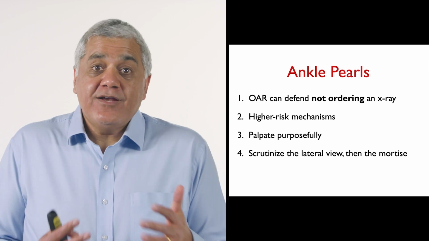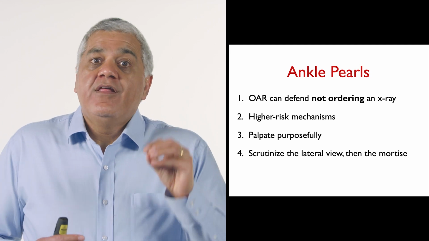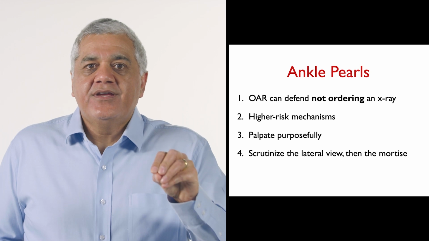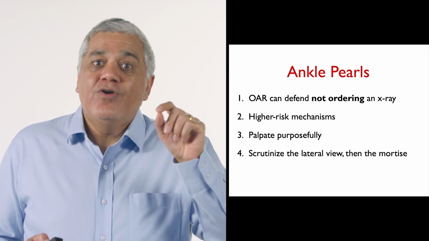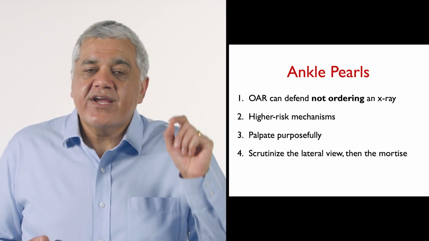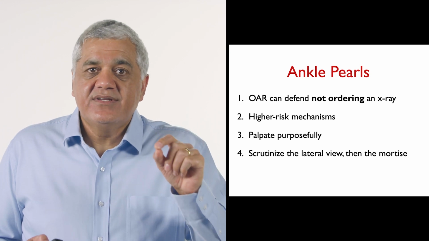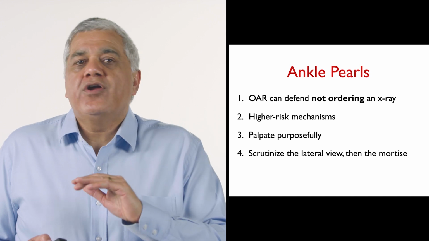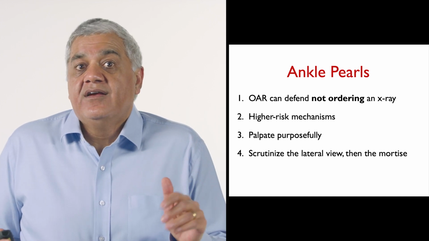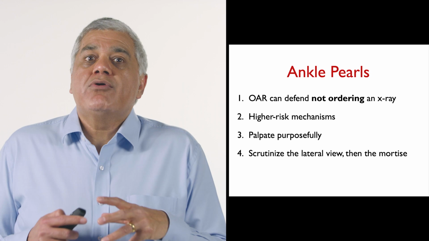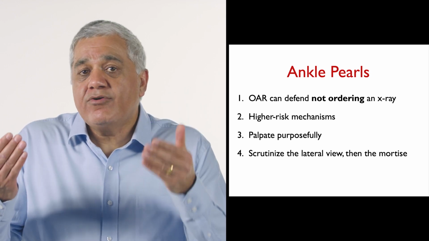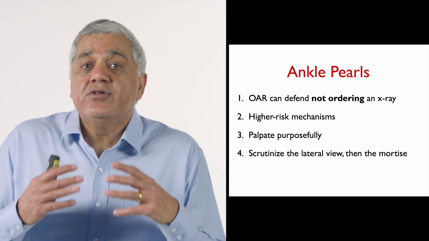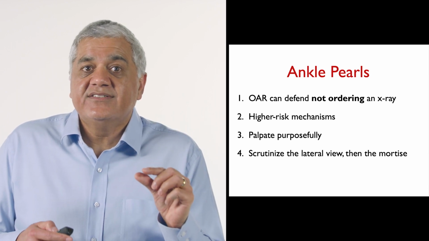So as we wrap up ankle pearls, a few important things to think about. The Ottawa ankle rules are very useful to defend not ordering an x-ray. But if you need an x-ray, you also need a history and a physical. Recognize the high-risk mechanisms. Axial load, big red flag. External rotation. And the Ottawa ankle rules don't ask us to do that. As you saw in the physical exam, there are way more important areas than just the lateral malleolus and the medial malleolus. We need to examine those, otherwise we miss critical clues to subtle diagnoses.